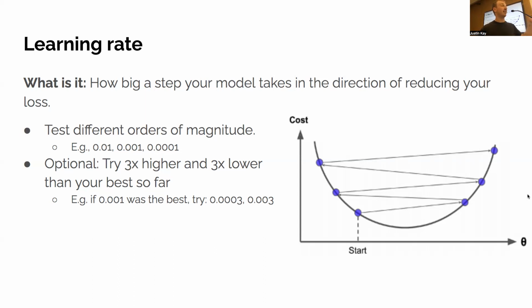Once you've got the best one out of those 3, take that one, divide it by 3 and multiply it by 3 and try those options. And see if that helps you fine tune it any better. Outside of this, I wouldn't mess with the learning rate. Just try to get a decent value. The order of magnitude thing is going to get you pretty close probably. That's your starting learning rate.